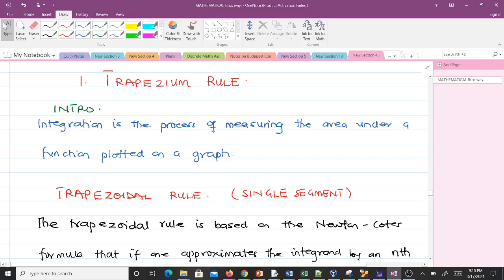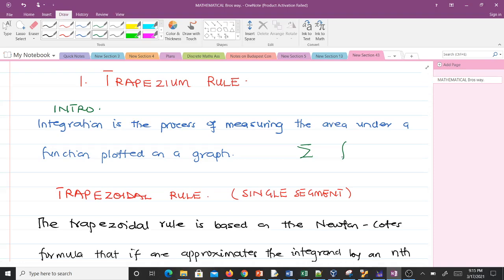Let's take an intro. Integration is just the process of measuring the area under a function plotted on a curve. One thing that you have to know is that integration and summation are related. The only difference is that summation is for discrete numbers and we use integration when it is continuous.